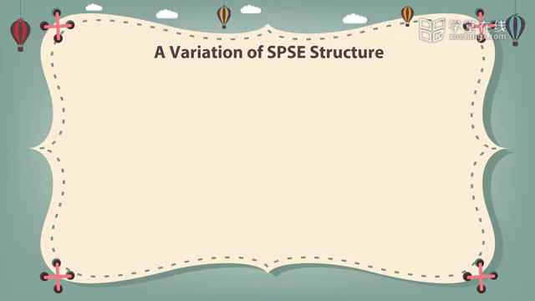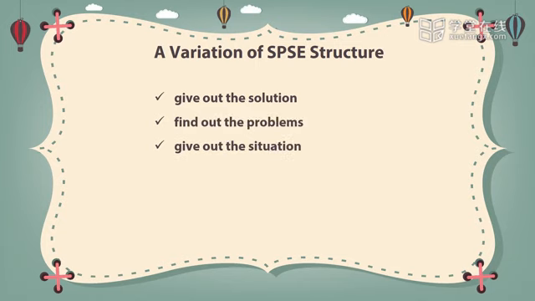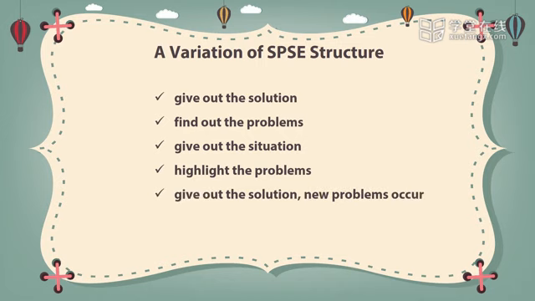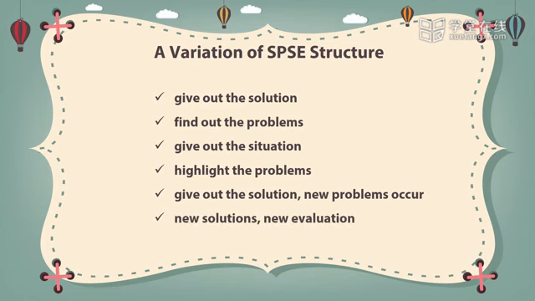Well, there is a variation of this SPSE structure. So we give out the situation, we highlight the problems, we give our solution, and when we are testing it, there are new problems that might appear, as you were saying. And so here we add a new step in this structure, which is the new problems, and these require new solutions, which require a new evaluation. I prefer this variation. I think this kind of situation happens more often in doing research.